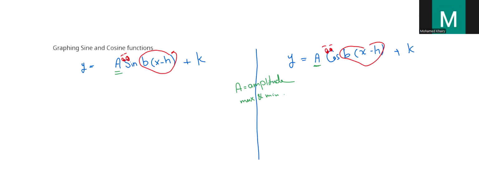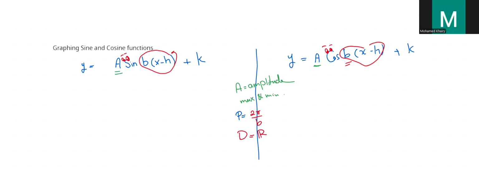Based on this, I have here b. So b means period. What's the meaning of period? It's the length of each single pattern. That means the function is going to repeat itself after this length, again and again. So period equals 2 pi over b. What is b again? It's the coefficient inside cosine or sine out of x. Then the domain for sine and cosine is always all real numbers.